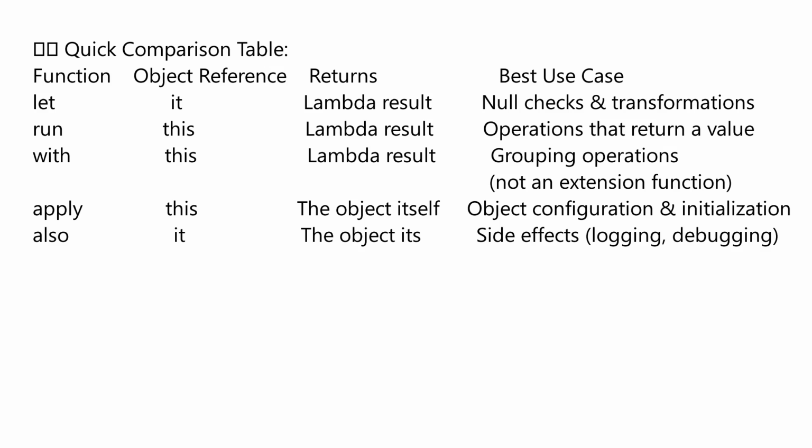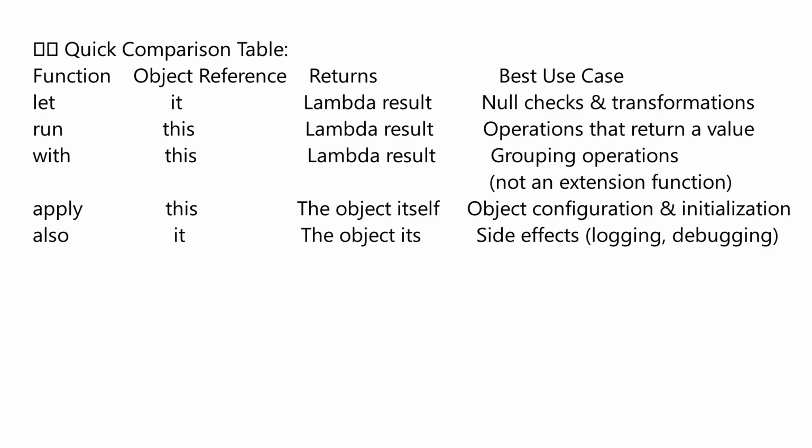Now let's do a quick comparison between the 5 functions. We have the functions, the object references, what is returned, and the best use case. We have let, run, with, apply, and also. For let, the object reference is it, it returns the lambda result, and the best use case is null checks and transformation.